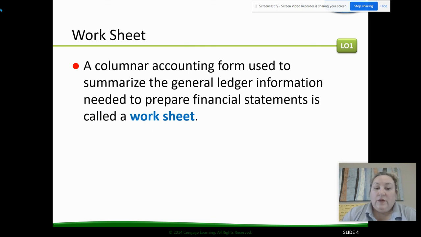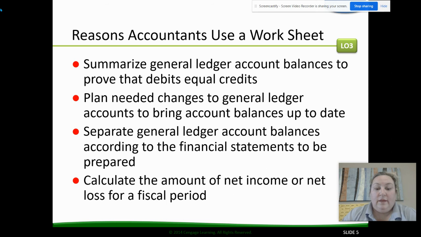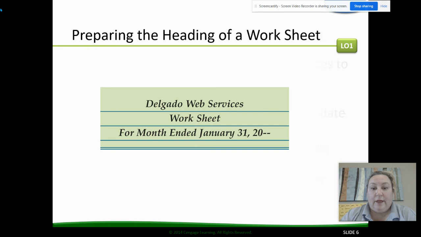So, like I said, we're going to use the worksheet, and that worksheet is going to have a list of all of our accounts on it. It's going to have all of their ending balances as of the transactions. So, at the end of the month, we're going to update all of those individual accounts by posting, and then we're going to use those numbers to start the end of the period information. And that will help us calculate that net income or net loss for the period.